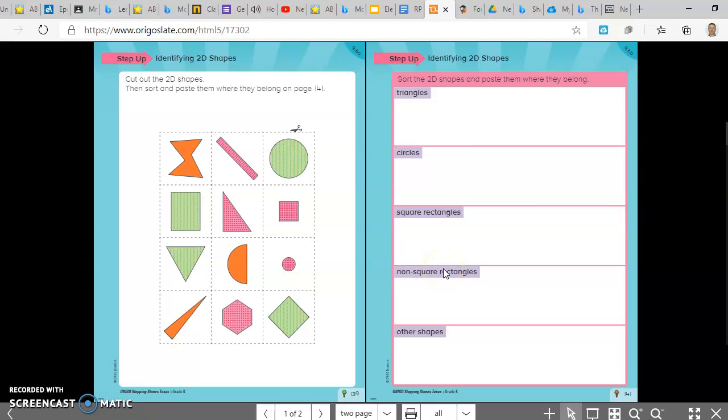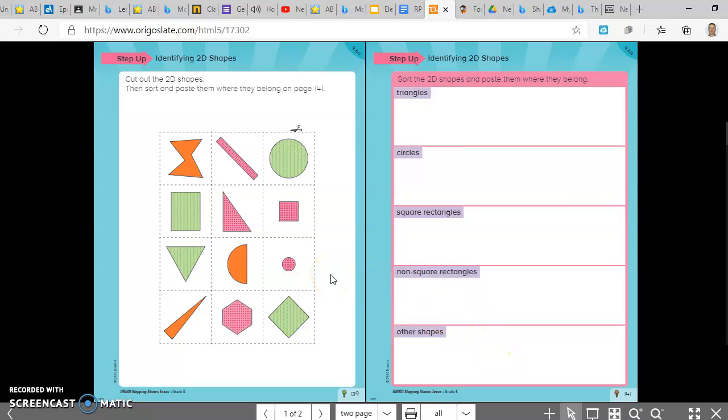Where's another non-square rectangle? Which one else has four sides? I don't see anything else that seems to have four straight sides and four corners. It looks like just the one. Now at the bottom here, it says other shapes. Something that's not a triangle, a circle, a square rectangle, or a non-square rectangle. That looks like another shape, right? That's going to go down here, as well as that one. It's going to go down here. How about this one? Yeah, that's too many sides. It has six sides. That's going to go down here as well.